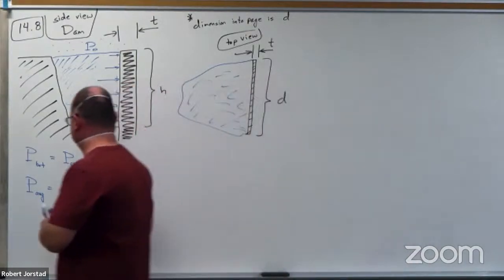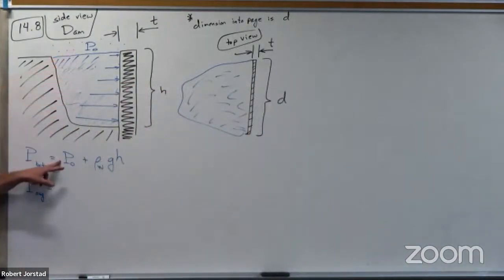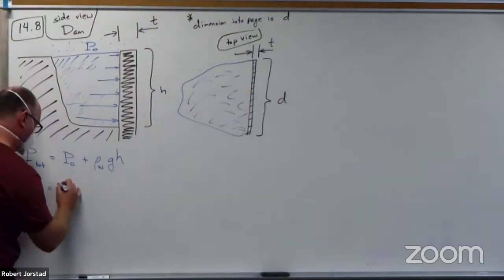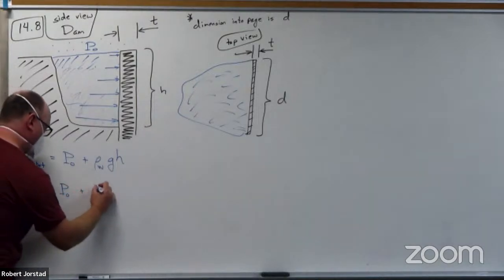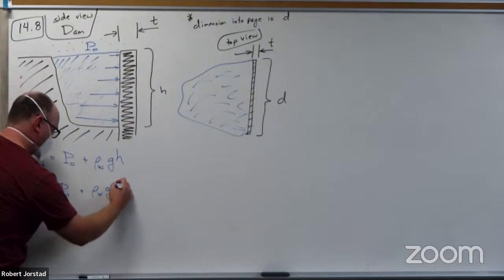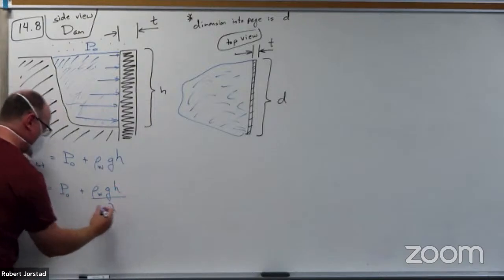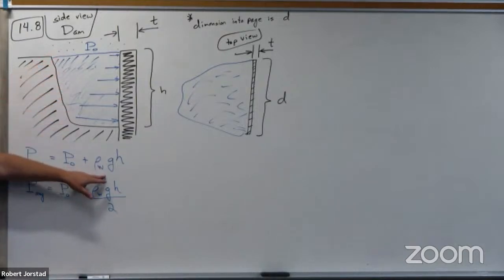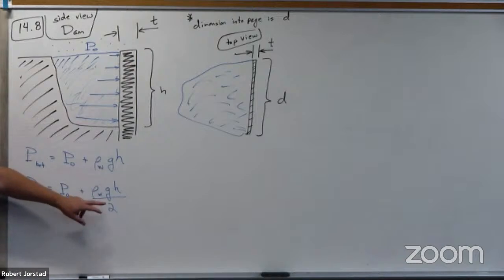So when I add them together, I get 2P naught plus this. Then I divide by 2. The 2 drops out on this term, but then it comes in. So it's going to be P naught plus this over 2. Is everybody okay that that's going to be the average? It starts out at P naught, you add this much at the bottom, so in the middle, it's going to be the average because it's a linear function. All right?